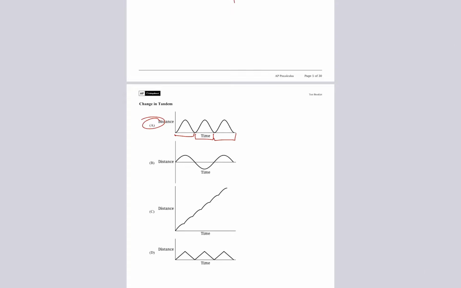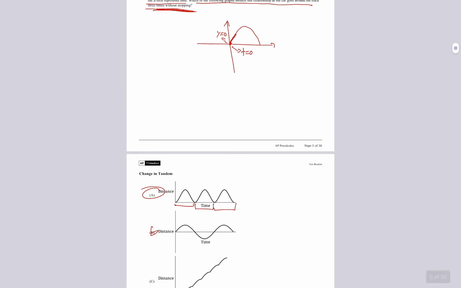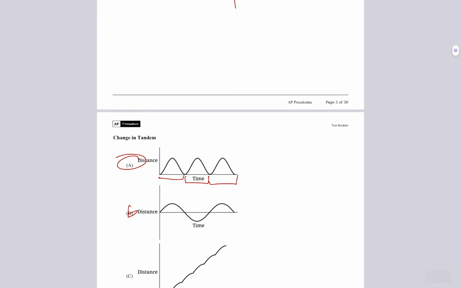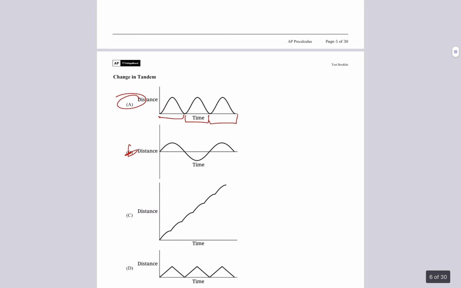Well, why isn't it B? Because the distance will never be negative. When does the car have a negative distance with the wall? If I want to measure distance, do I ever measure it as negative? Let's say I bring a measure tape and I want to take the measure of any object. Is there a negative measurement? The measure tape starts at 0, which means there is no negative, right? So in this case, anything negative would be out.